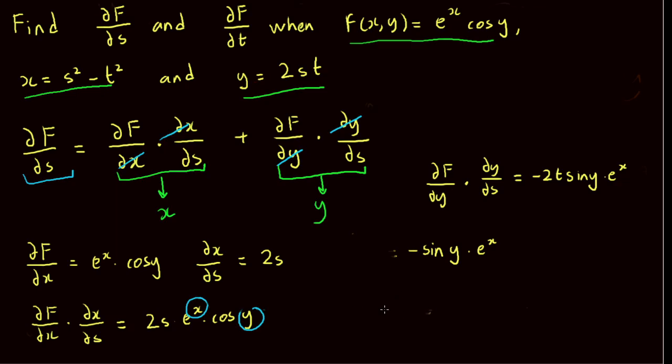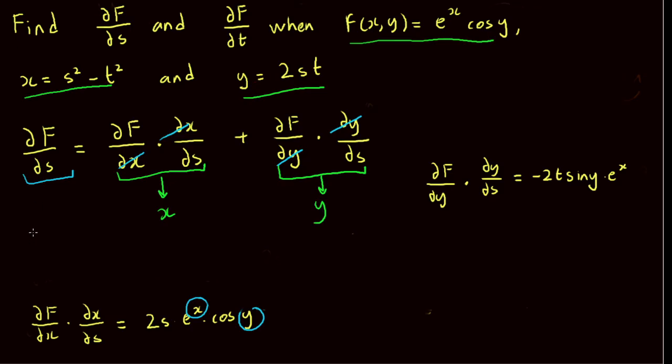Now I'm going to erase this, clear up some space, and we're going to write the actual derivative, to be clear. So del f over del s is just 2s e to the power of s squared minus t squared.